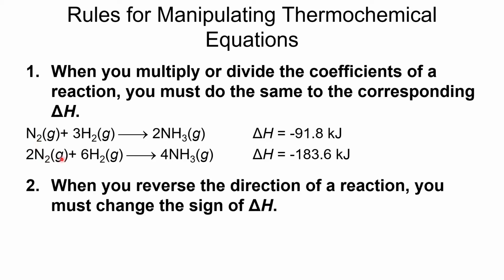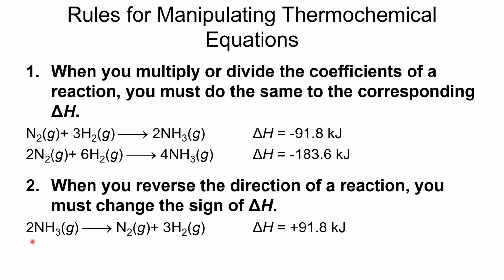All right. If you reverse the direction of a reaction, then you need to change the sign of delta H. And we saw this a minute ago when we looked at those 2 thermochemical equation examples. But here, if we take the nitrogen plus hydrogen gives us ammonia, and we change the direction, so 2 moles of ammonia decomposes to give us 1 mole of nitrogen and 3 moles of hydrogen, it has a delta H of positive 91.8. So we just change the sign of delta H.